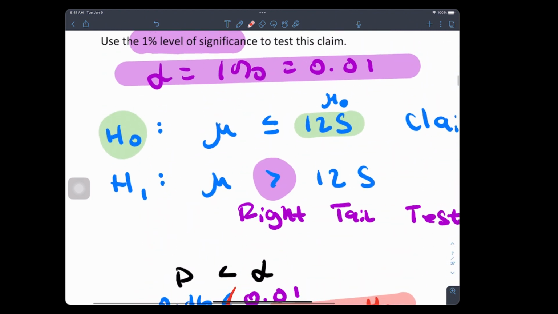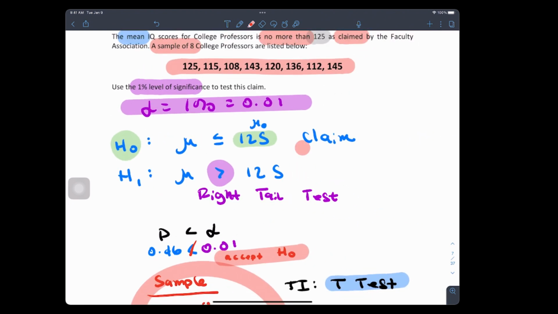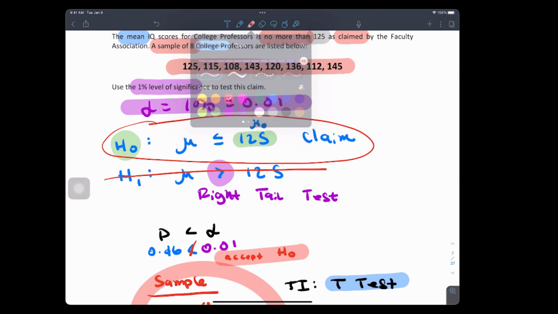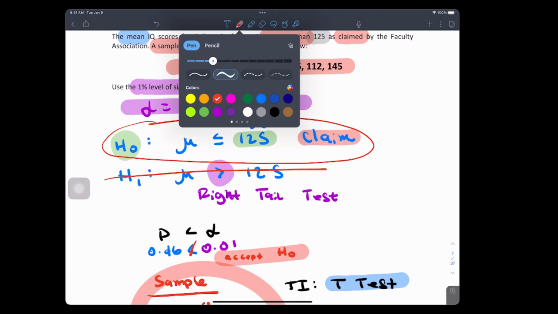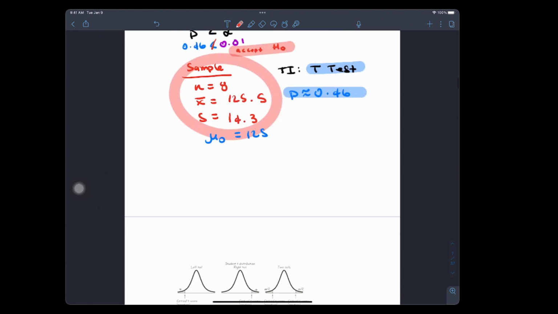What's the null here? The null is accepted. The alternate is rejected. What do we just accept? The claim. What do we say? Yeah, here's our conclusion. Our conclusion is what? Sample supports the claim.